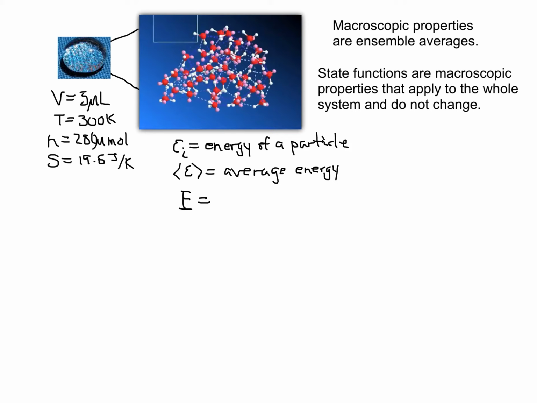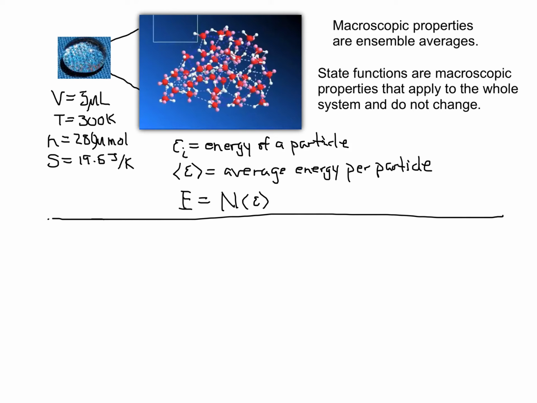If all of my molecules are identical, as all the water molecules in this droplet are, then if I take the total number of molecules and multiply by the average energy per particle, I will get the internal energy of the system. And the internal energy is a state function because it applies to the entire system and it does not change while the system is in that state. So clearly, per particle properties, or properties of a single particle, are not state functions of the system.